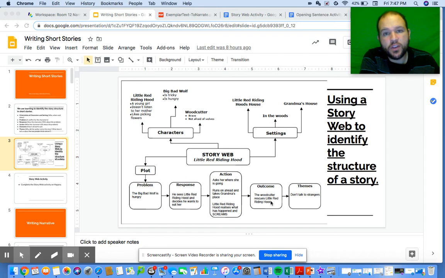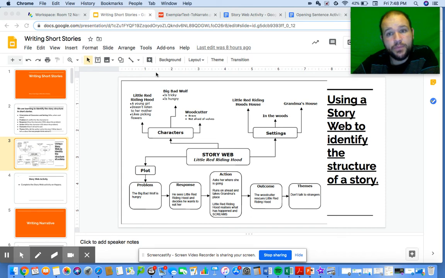The main things that I want you to identify today in the writing that you're going to be analyzing is the characters. I want you to be able to identify all the characters in the story, where the story is taking place or where it might move to, and the plot in terms of the problem, the response, the actions that may have been taken, and what was the outcome, what happened at the end of the story. So when you do this yourself on your story web activity, those are the things that I want you to be looking at.